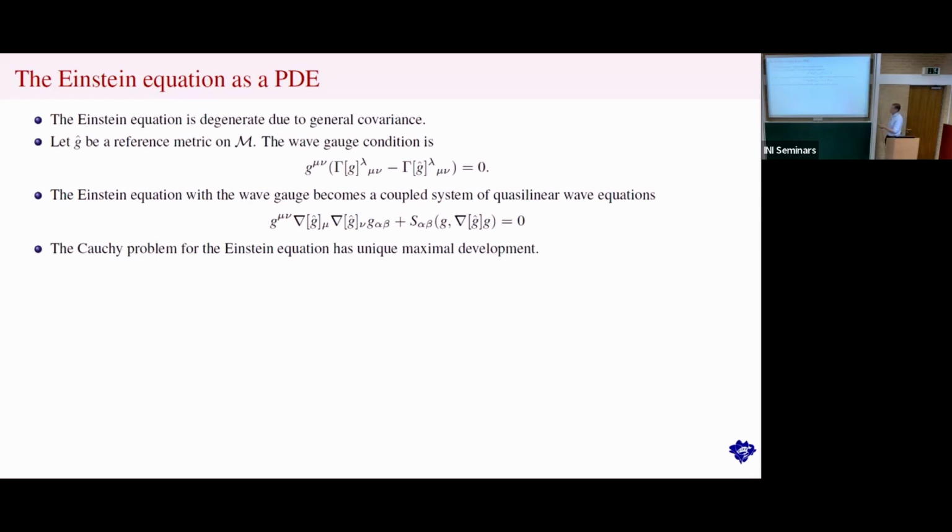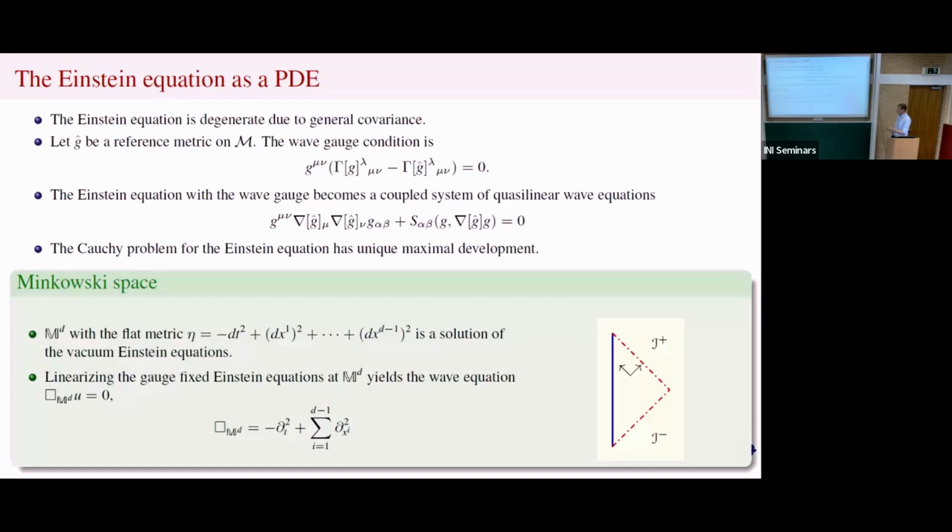And then, Choquet-Bruhat and Geroch showed that the Cauchy problem for the Einstein equation has a unique maximal development. So given a Cauchy data set solving the constraint equation I had on the previous slide, there's a unique maximal globally hyperbolic space-time that solves the Einstein equation, and that has this Cauchy data set isometrically embedded in it.